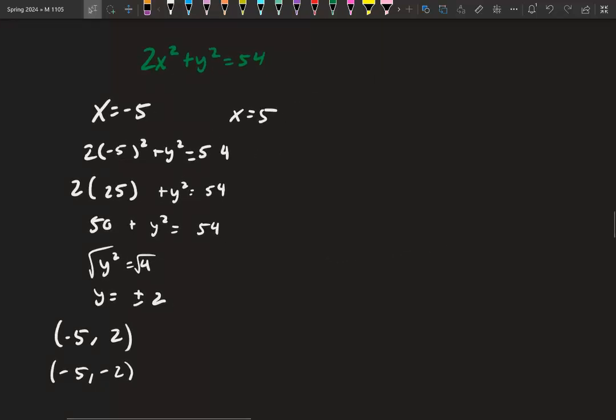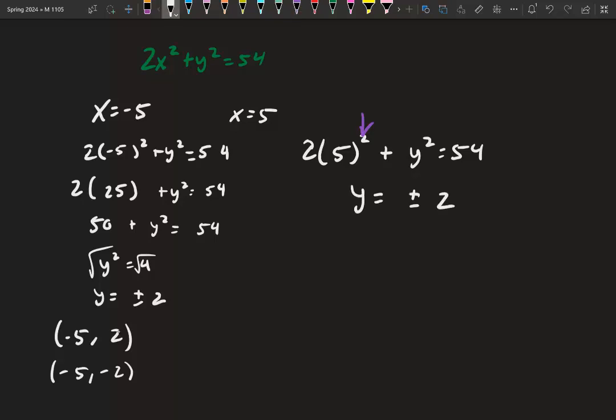All right, now we need to do 5. So we have 2 times 5 squared plus y squared equals 54. However, do you notice that it's being squared? If it's being squared, you know you're going to get the same answer at the end of the day. You can work it out if you want to. You're still going to get positive negative 2. So that means we'll have 5, negative 2 and 5, positive 2.